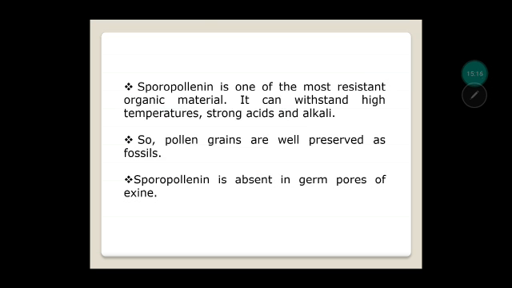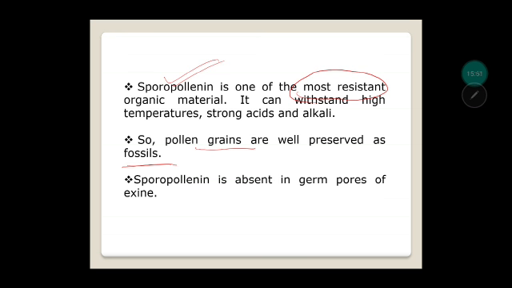Let us see what exactly sporopollenin is. Sporopollenin, children, is one of the most resistant organic materials. It can withstand high temperatures, very strong acids and alkali. It is very difficult to degrade sporopollenin. So if it is very difficult to degrade sporopollenin, what does it mean? That it is very difficult to degrade a pollen grain. That is why pollen grains can be preserved as fossils, just because of the presence of sporopollenin in the outer layer.